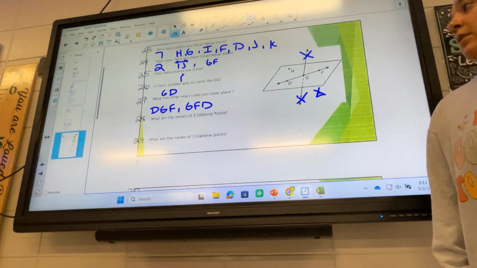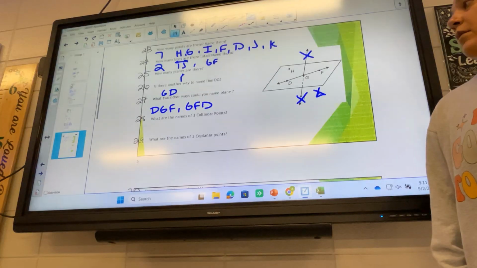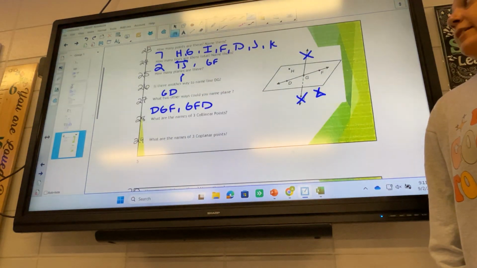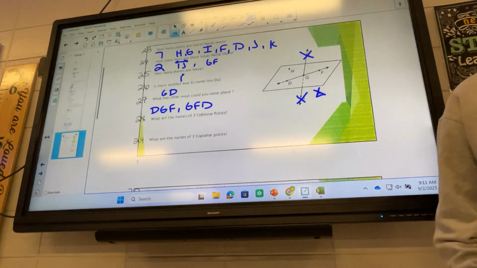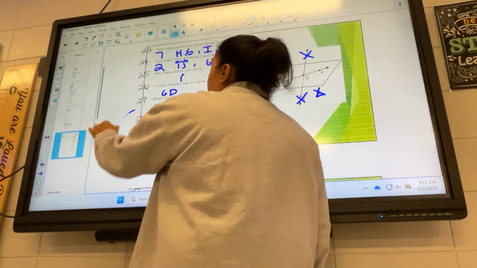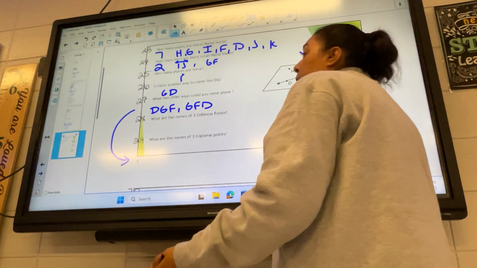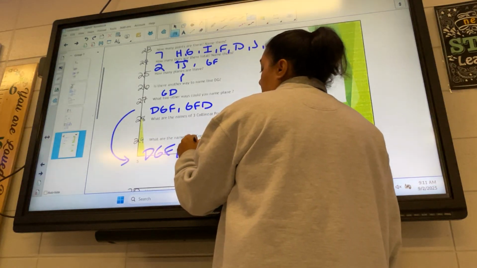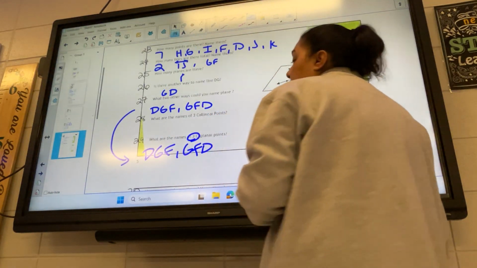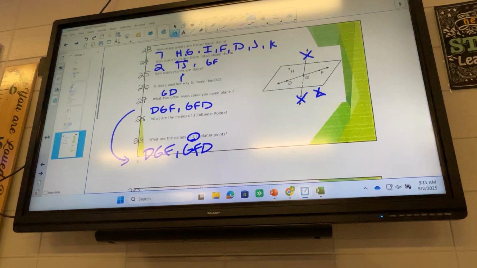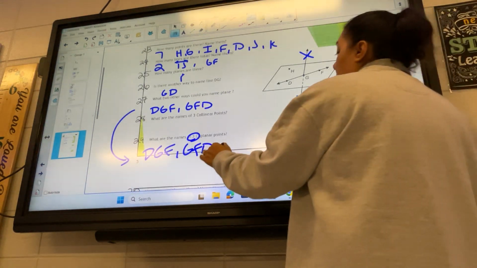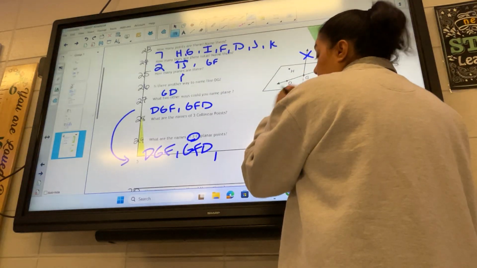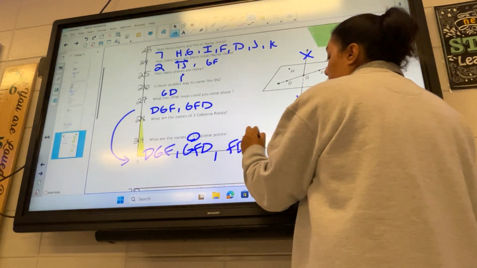The very last one. So 29 is the exact same question. Instead they said coplanar. That means the exact same thing. So we're going to write down our first 2. And on this one, they want us to do 3, so we need 1 more. What is 1 more? FDG works.